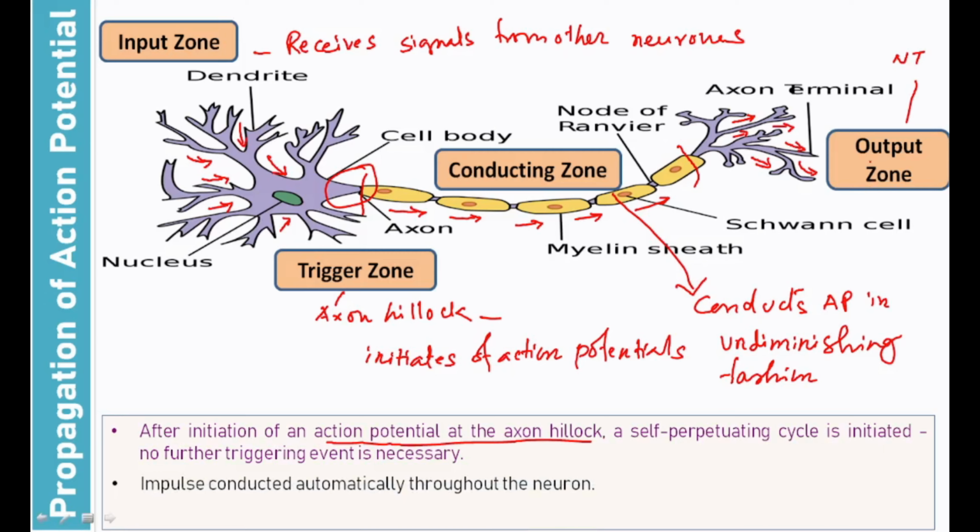So we can say that impulses are conducted automatically throughout the neuron. You have seen that it is conducting automatically throughout the neurons. And this mode of conduction of action potential is also known as propagation of impulse.